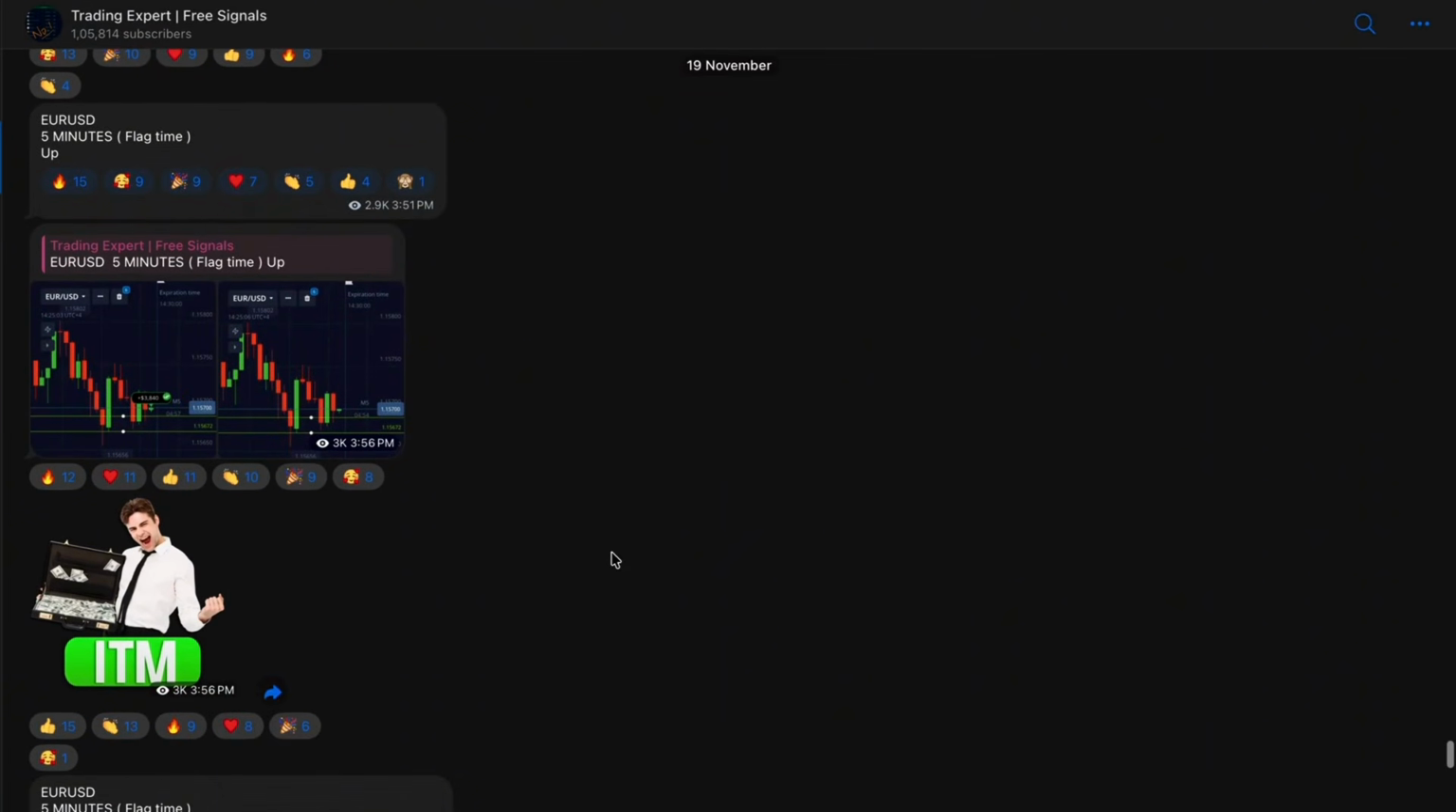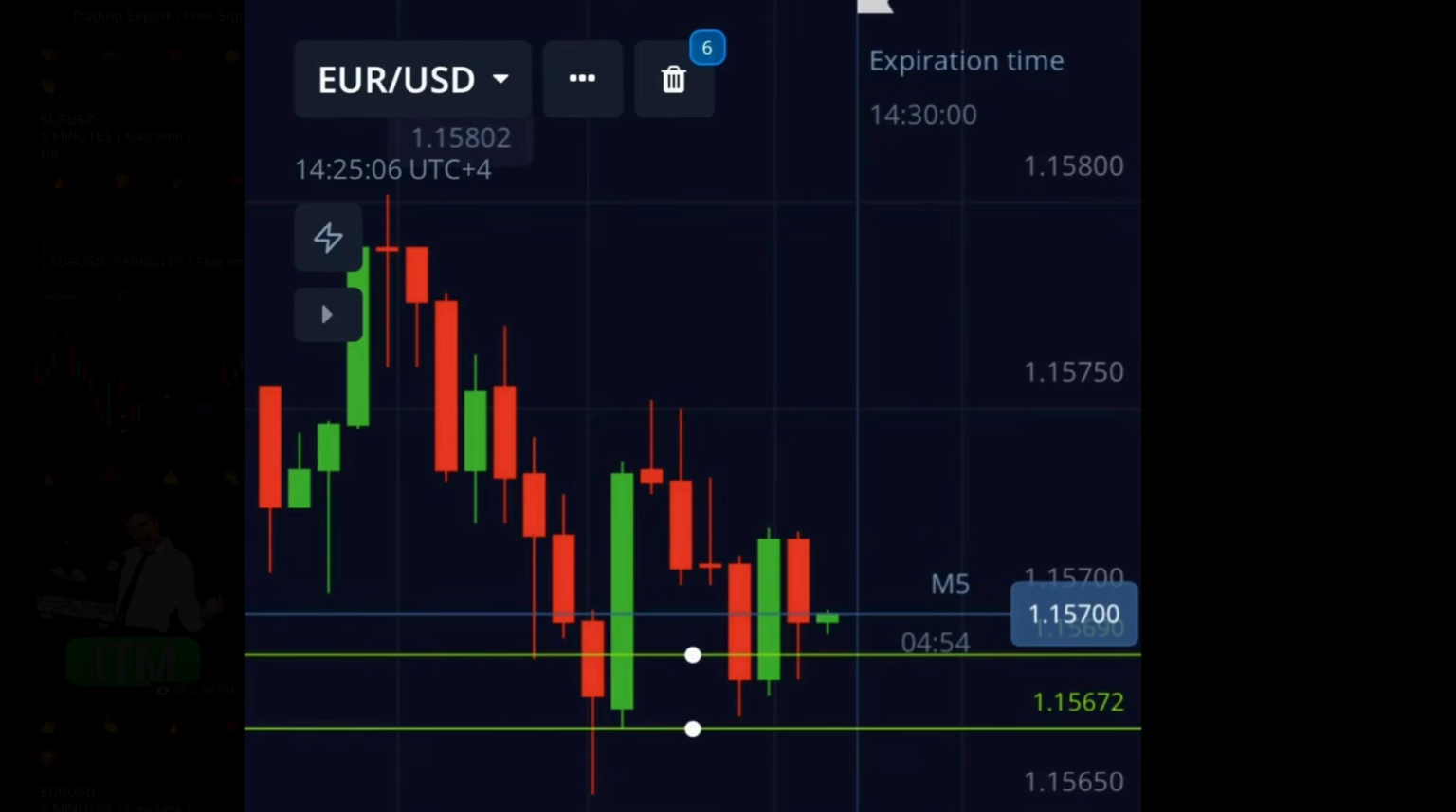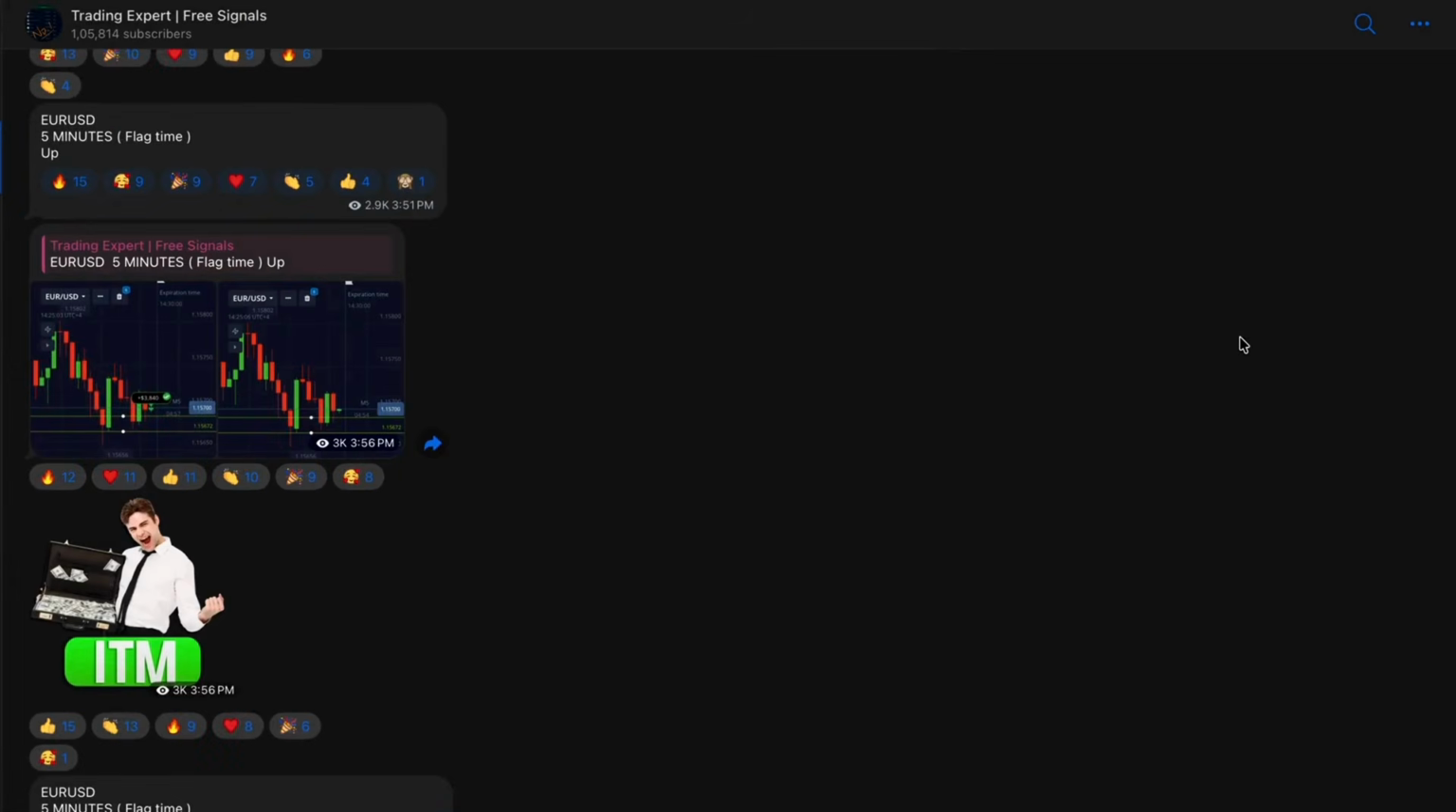The next signal was for USD 5 minutes up again. This was also a good win. Same thing for this. This time the candle formed a strong rejection wick from the support zone. This confirmed the buying pressure once again, and support plus wick rejection was there. This was a perfect combination to buy this trade. We won this trade. Amazing win right there.